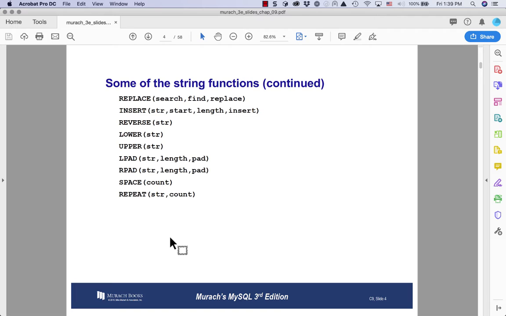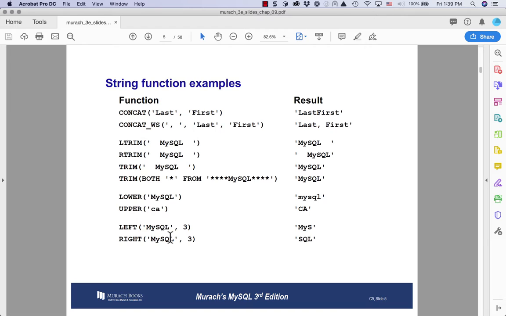And then some more string-related functions. Replace, insert, reverse, lower, upper, LPAD, RPAD, space, and repeat. So again, a lot of stuff. So let's start looking at some examples of using these.